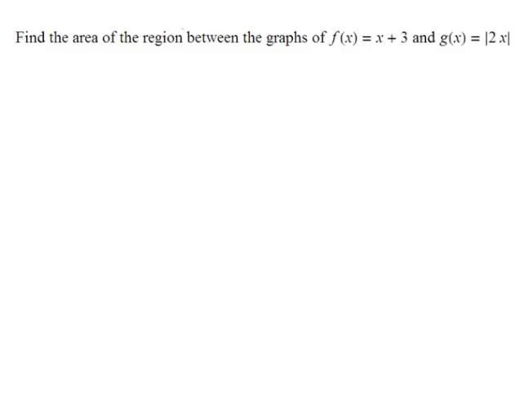Find the area of the region between the graphs f of x equals x plus 3 and g of x equals absolute value of 2x. So we better sketch our region, and we have our first function is going to be a line whose y-intercept is 3 and then whose slope is 1, so we'll go up 1 over 1.